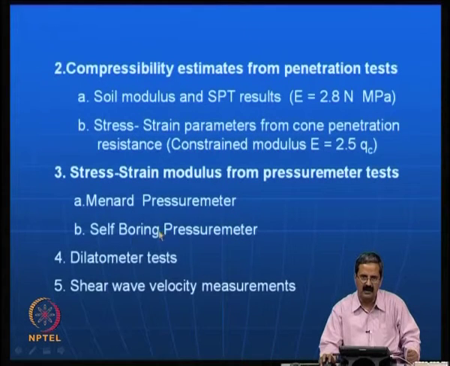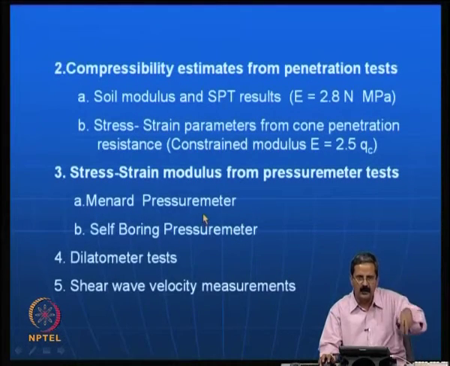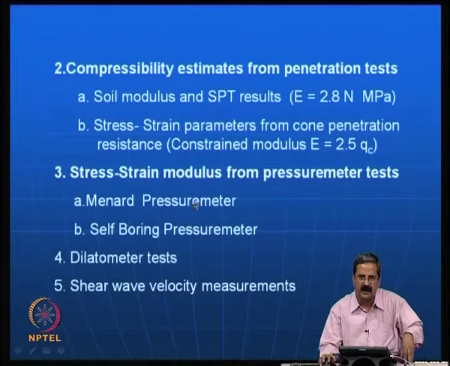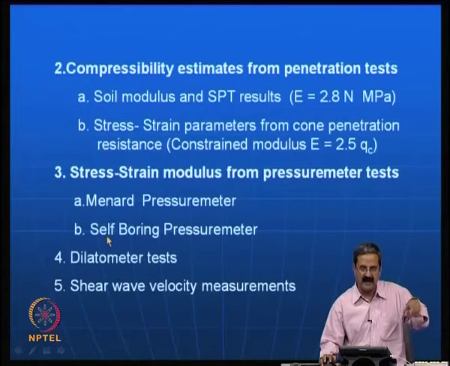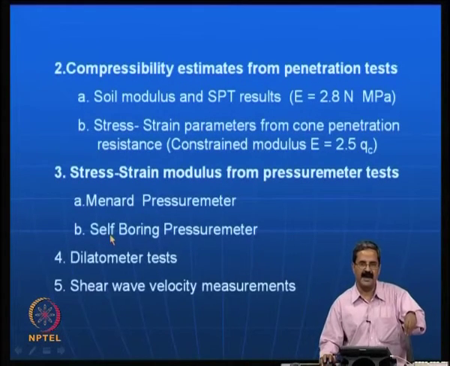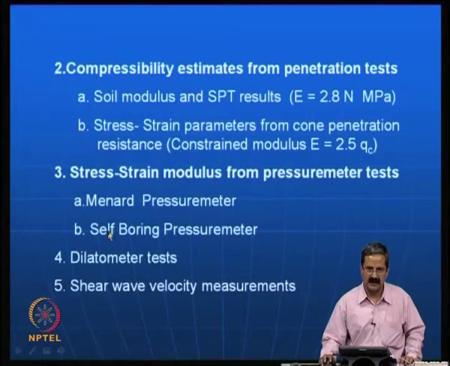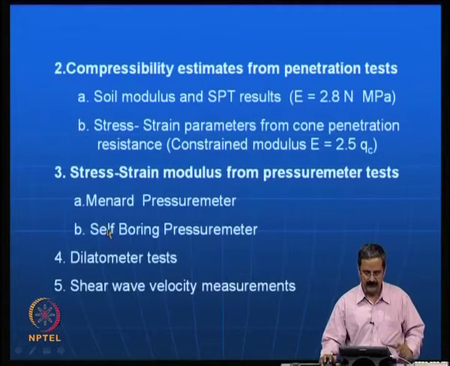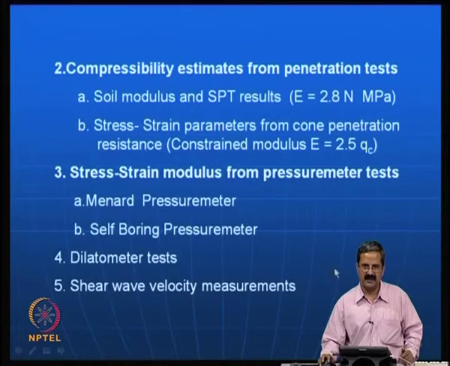Then we have to create a boring when you do a test using Menard's pressure meter, but later people have made an advancement so that the pressure meter itself makes a self bore. It is like you make a bore and then put the instrument back. The problem is that there could be a sampling disturbance and other things. So, they have overcome some of these problems by using what is called self boring pressure meter, which is a very versatile equipment and people have used it.